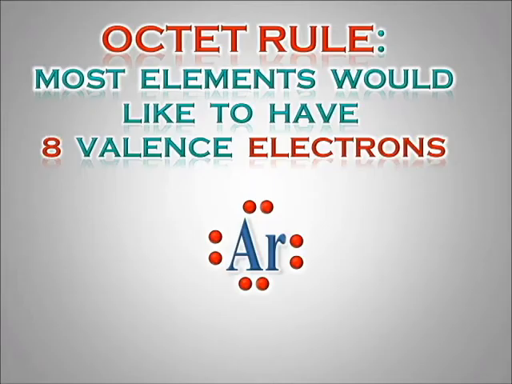We've already talked about the octet rule, how most elements would like to have 8 valence electrons. Well, that makes it sound like they have a choice. That makes it sound like there's other options. But actually, they need to have 8 valence electrons. Only the noble gases are the lucky ones that have it to begin with. So other elements need to make chemical bonds of various kinds in order to achieve an octet of one kind or another.